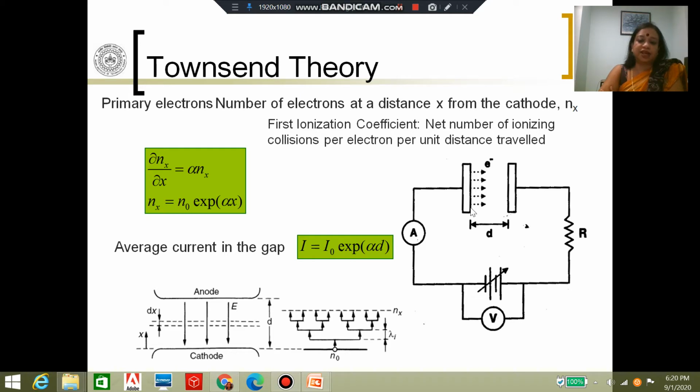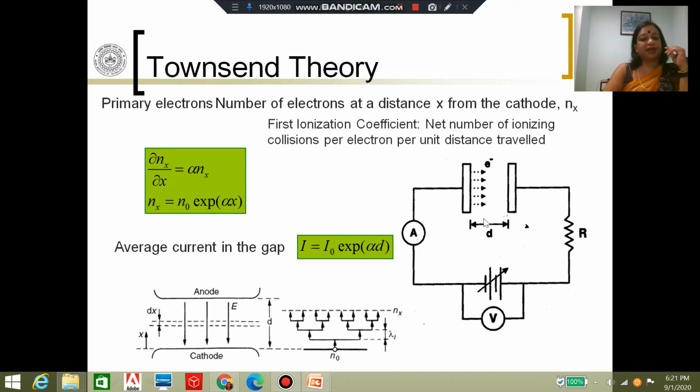At the cathode, there are a number of primary electrons available. Primary electrons are like free electrons which are randomly moving around, which were already present in the gas or have appeared in between the electrodes in the gap. And where would they come from? They can come from random sources. Normally, in any gap distance, if you have a gas, some random free electrons will be available, maybe from cosmic rays, maybe from other sources. So let us assume that there are n0 primary electrons available at the cathode.